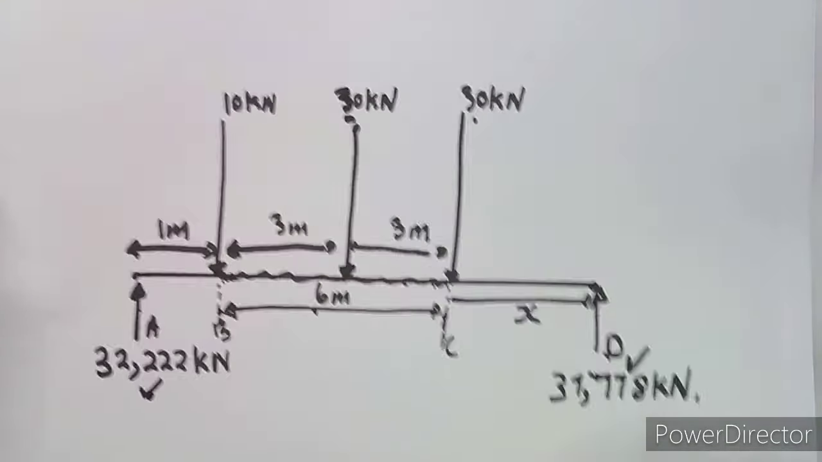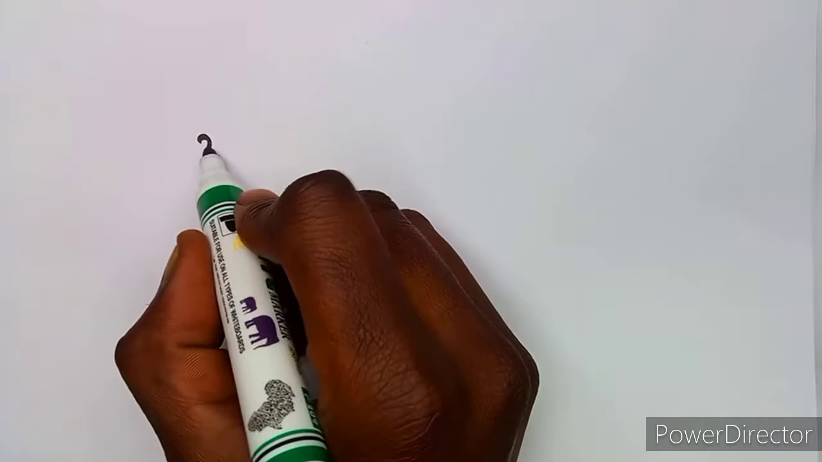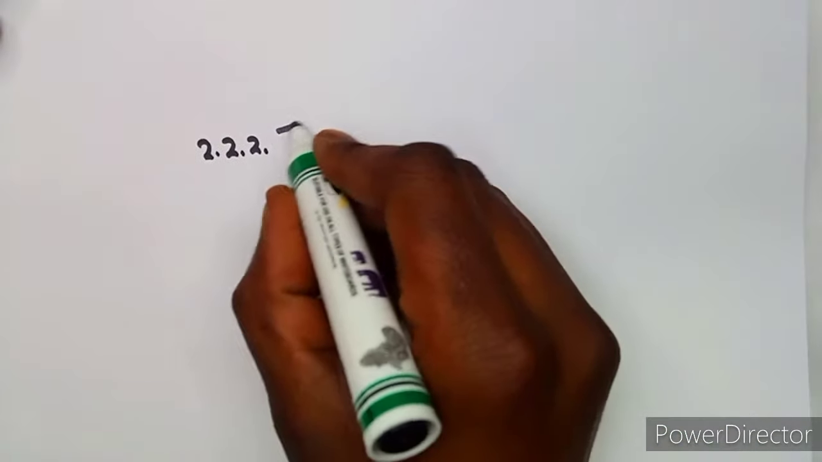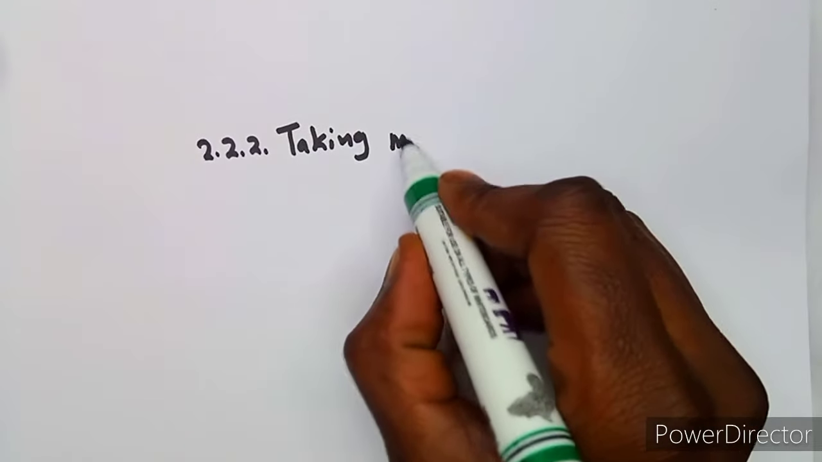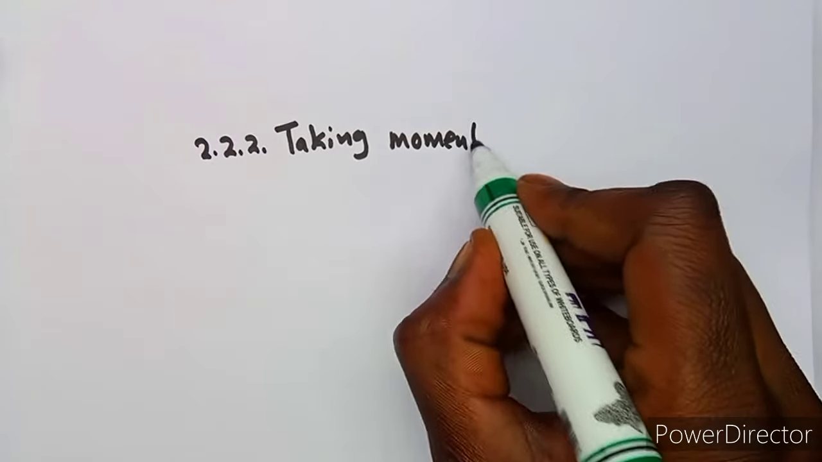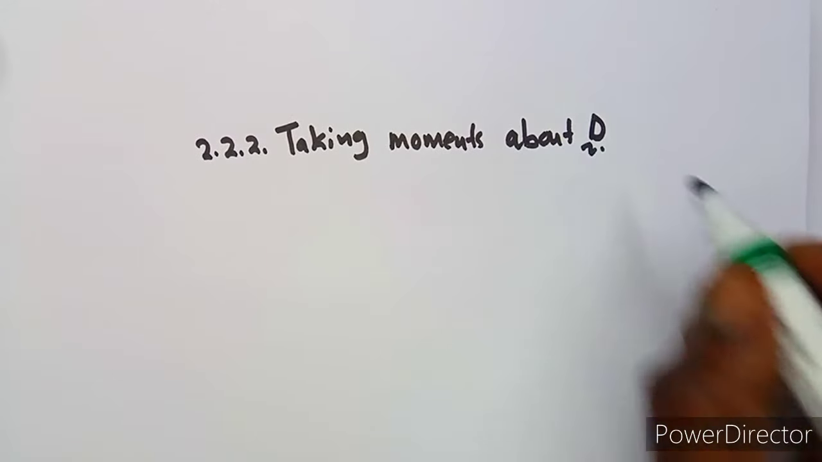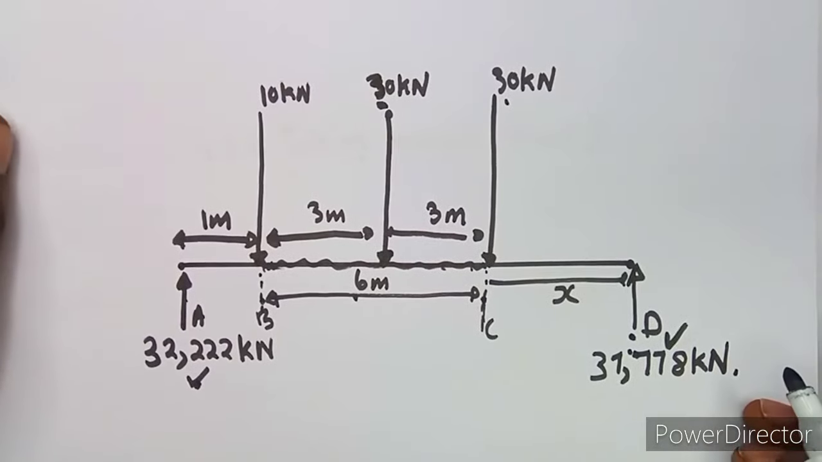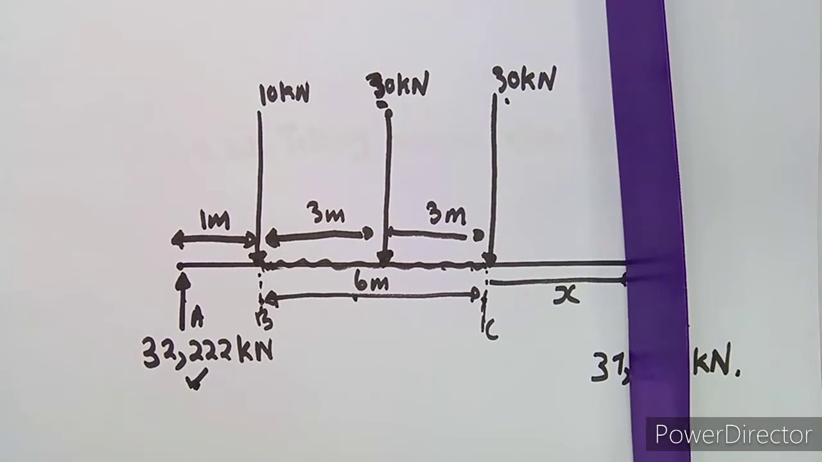This is our D here. All right, so this is 2.222. So taking moments about D. All right, so we are going to take moments about D. So what are we going to have here, guys? Let's see. According to this D, this is what we have, guys. I'm going to put this as our D here.